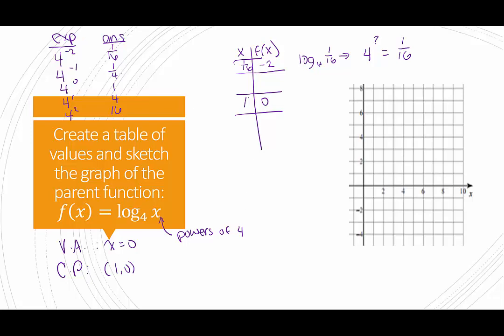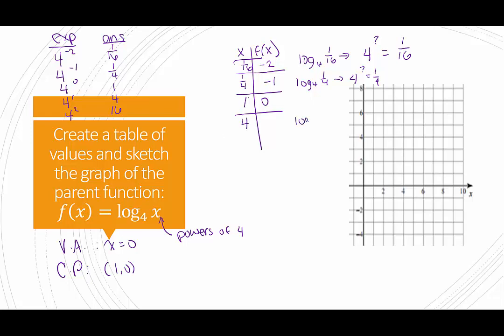What's the next power of 4? Right here, 1/4. And this is asking 4 raised to what power is 1/4. So 4 to what is equal to 1/4? That would be 4 to the -1. We could double check our critical point, but I won't just for time's sake. Okay, what do we want to plug in next? What's the next power of 4? The next power of 4 is 4.